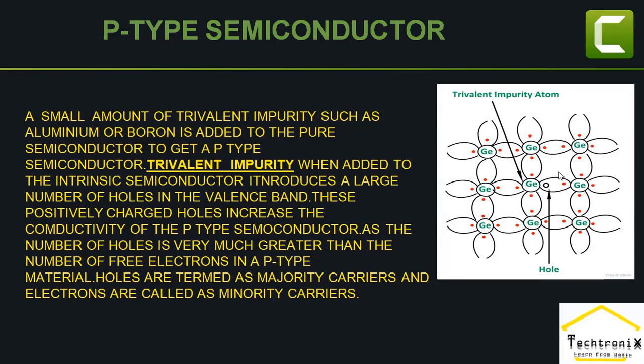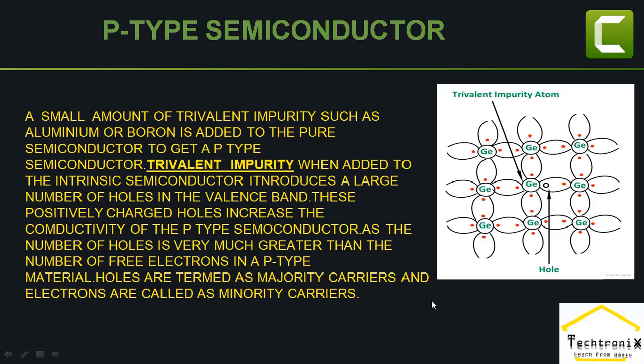So let us understand by a picture. As you can see here, a germanium atom is doped with trivalent impurity atoms. So do remember this point very carefully, that in case of P-type semiconductor, the intrinsic semiconductor is doped with trivalent impurity.